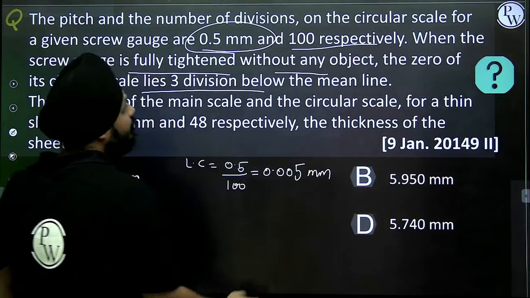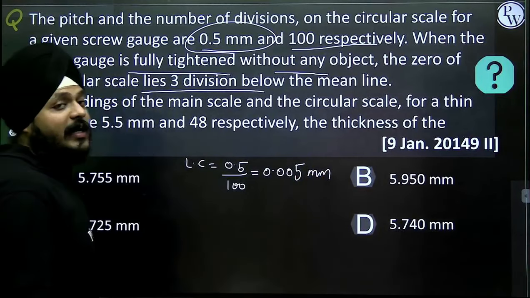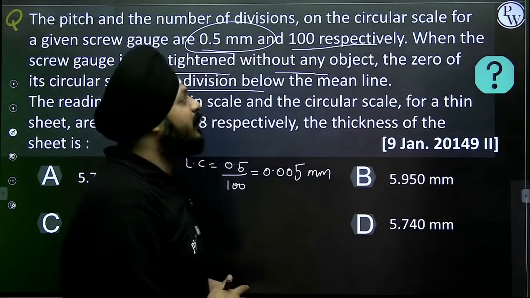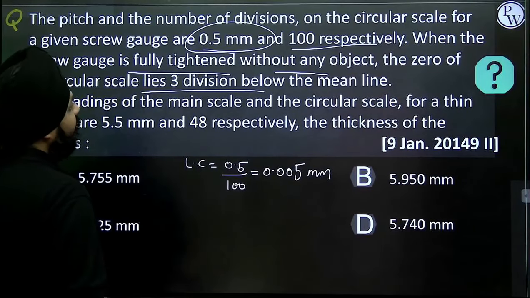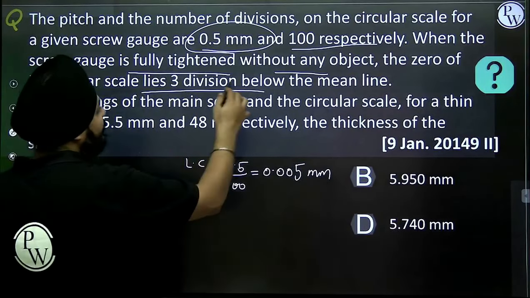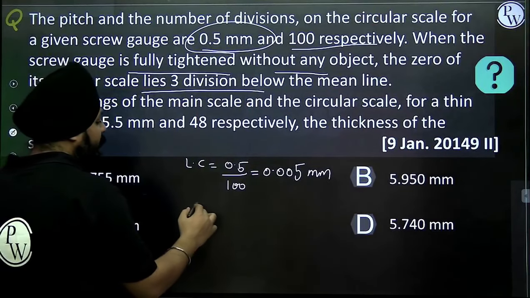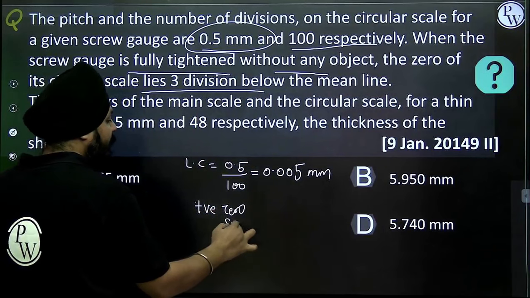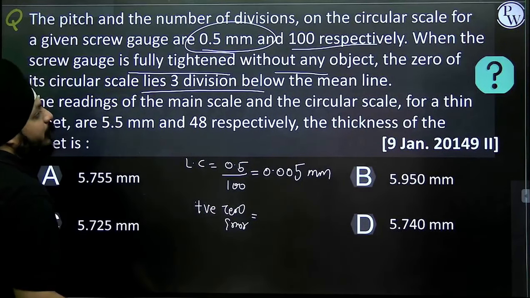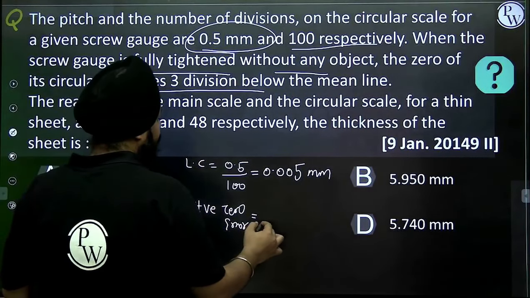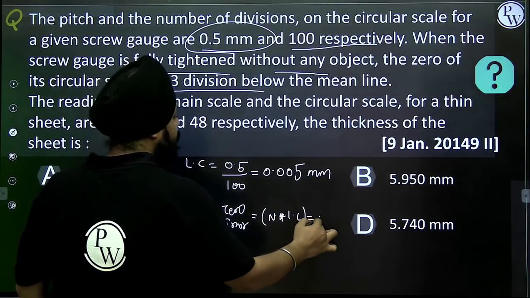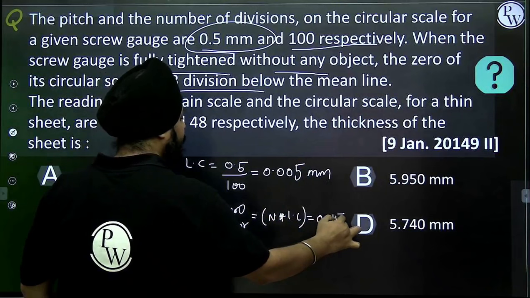mm, right? Now, it has been said that it is fully tightened, so we are directly resolving it. The 0 of the circular scale lies 3 divisions below the main line. So it means we are having the positive 0 error. So it would be number of divisions into the least count, 3 divisions, so it is 0.015 mm.